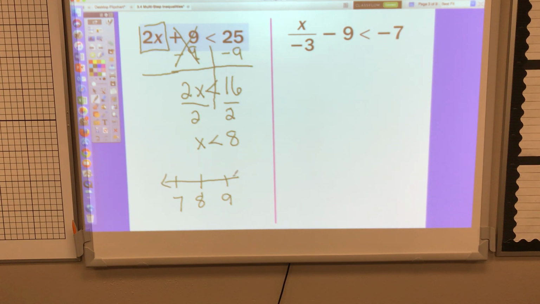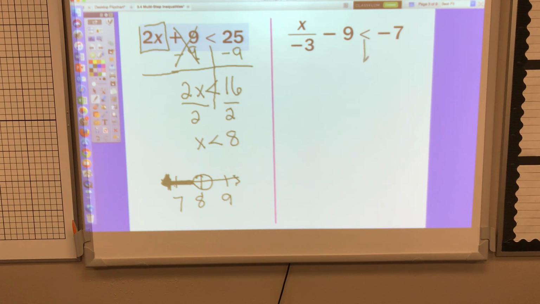When I graph that, it's just less than, so my circle is open, and less than is going to the left. 7 is less than 8, so I shade that part of my number line, and I make sure that I can tell that your shading is on the less than side, all the way through that arrow.